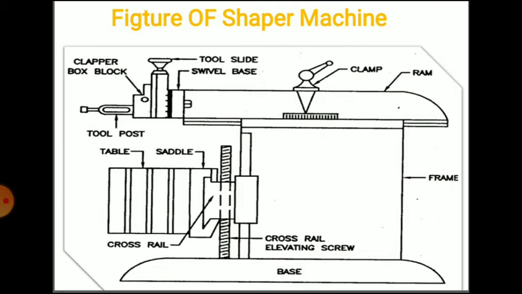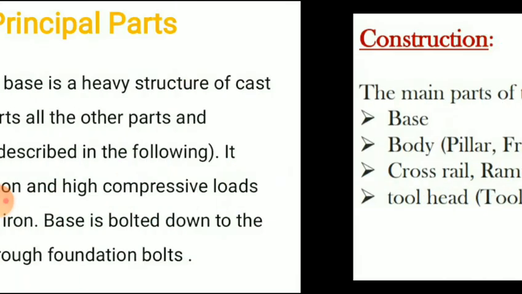So the reciprocating motion of the ram is obtained by sliding the ram on the guideways provided on the top face of the column. At the front vertical face of the column, guideways are provided for the cross rail. So you can see the cross rail can be moved in an upward or downward direction along with the table along the guideways provided on the front face of the column. The other side of the column contains lever handles for operating the machine.